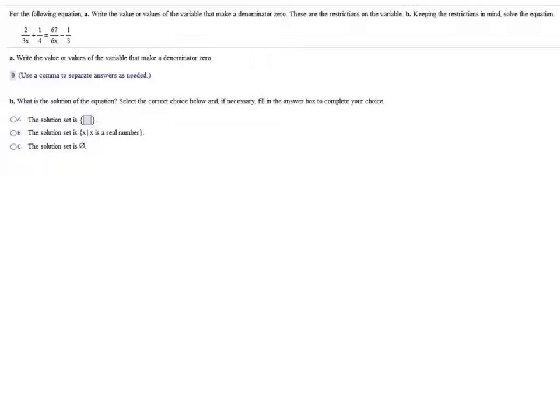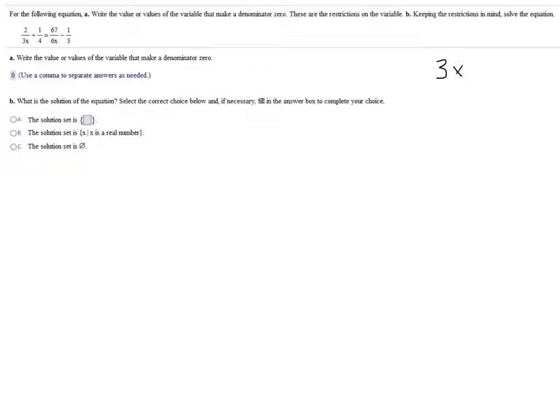Here's another equation from section 2.1 that involves fractions. The first part of this problem asks you to write the value or values of the variable that make the denominator 0. So let's take a look at our denominators that contain variables. We have a 3x and a 6x. We want to make sure that whatever we replace the x with, we don't end up with 0 in the denominator, because that will make them undefined.